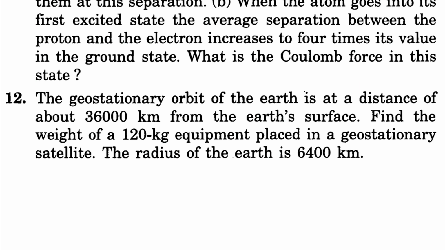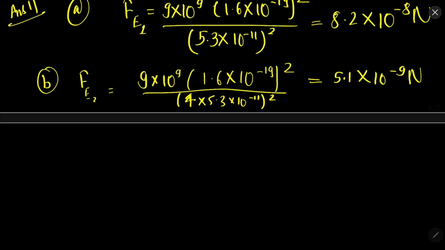Now the weight of the equipment is 120 kg there. So now we have to find the weight. We have been given the radius also. The weight on earth is 120 kg on the surface, but what about the weight on the geostationary orbit? That is 36,000 kilometers above. So 12th one, here g normally is this.